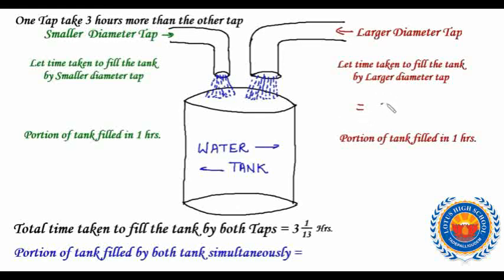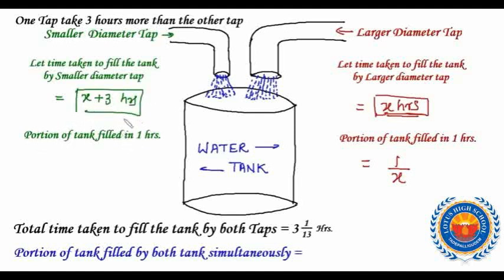It means in x hours the tank will be filled if only the larger diameter tap runs. Therefore we want to know the portion of the tank filled in 1 hour, that will be the reciprocal of the time taken, and that is 1 upon x. Now in the case of the smaller diameter tap, the time taken will be 3 hours more than the larger diameter. It means the time taken will be x plus 3 hours, and again the portion of the tank filled is the reciprocal of the total time taken, that will be 1 upon x plus 3.